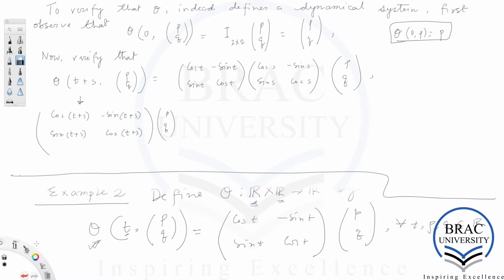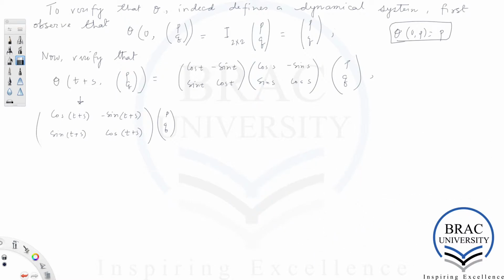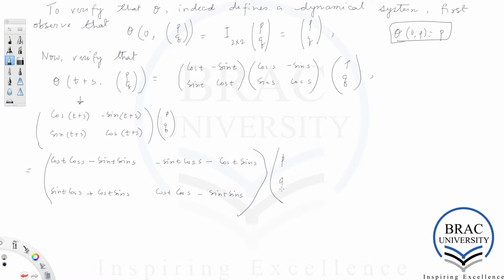Now by the famous trigonometric formula, we can write it as cosine t cosine s minus sine t sine s, and this is minus sine t cosine s minus cosine t sine s. Then we have for this sine t cosine s plus cosine t sine s, and then we have cosine t cosine s minus sine t sine s, times the vector pq.